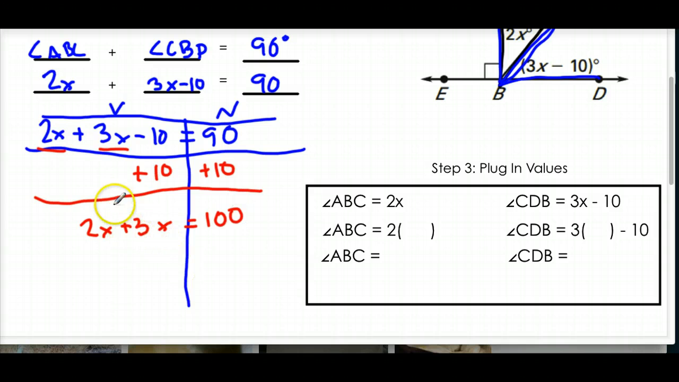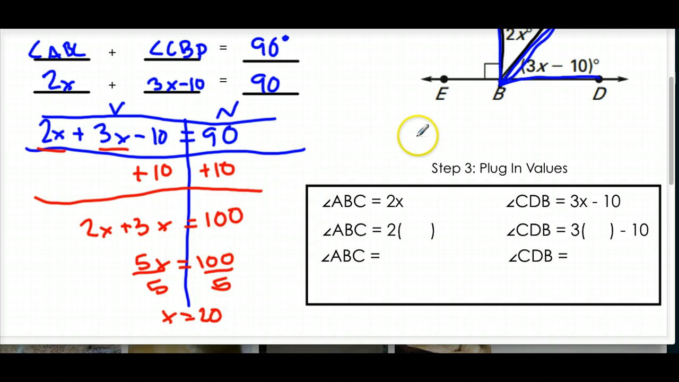Now, just like before, when your two variables are on the same side, not opposite sides, you can just add them. So that gives us 5x is equal to 100. Divide both sides by 5, all right? And we get x is equal to 20. Now, that's the first part of the question.